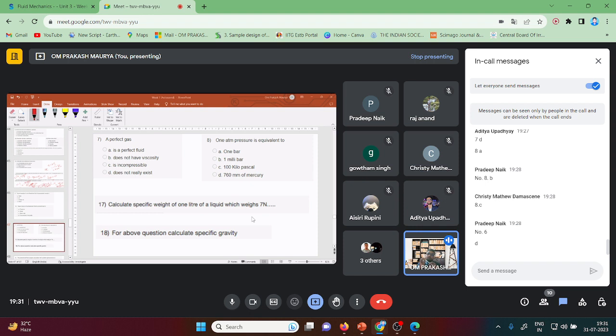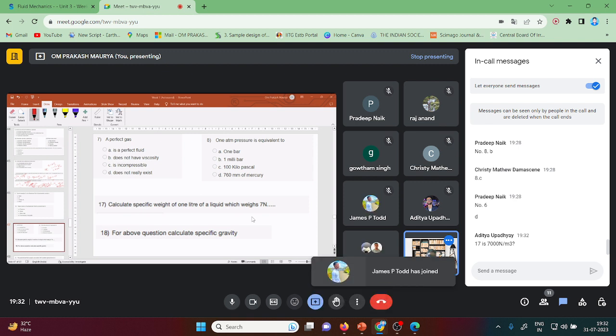Yes, please write the answer of this question number 17. Then after, I will explain. Within 2 minutes, you people write the answer of question number 17. Aditya is telling okay. 7,000 Newton per meter cube. Yes, 7,000 Newton per meter cube.